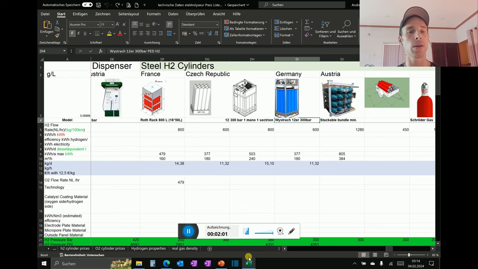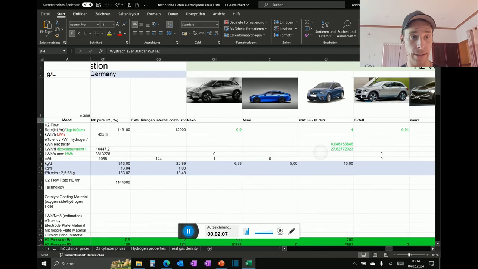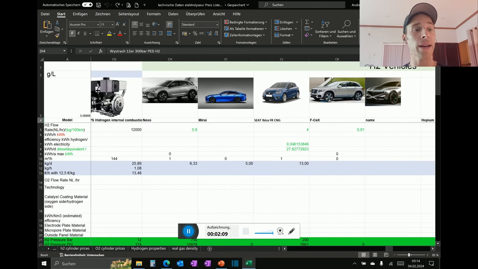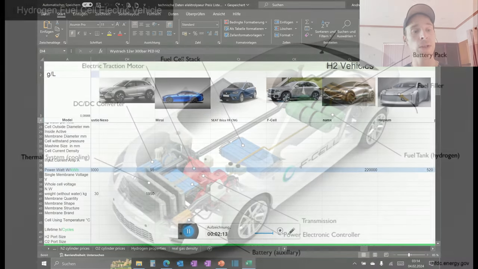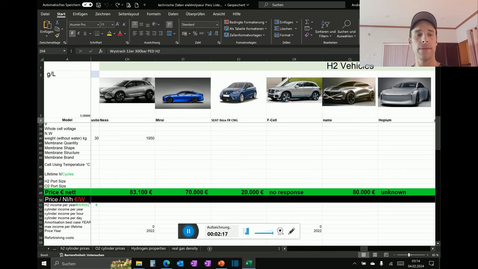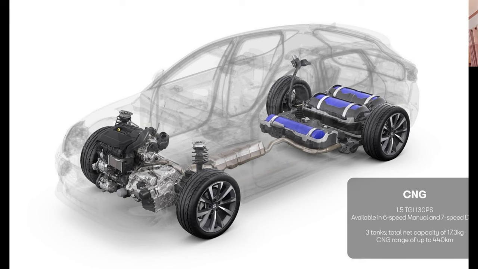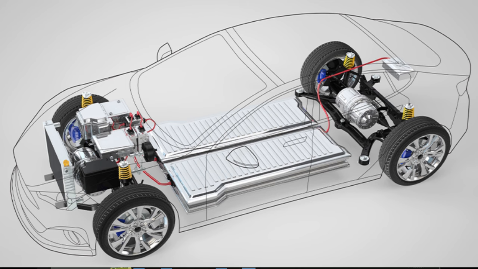If you take a look at the international hydrogen price list and you go towards the hydrogen cars here and you check out the prices on the bottom, you will see that fuel cell electric vehicles are very expensive. But here in the middle is a not so nice picture of the Seat Ibiza CNG, which means compressed natural gas. But let's get back to the electric vehicles.